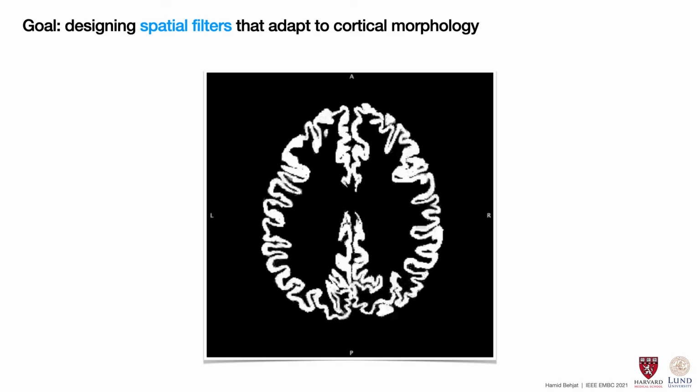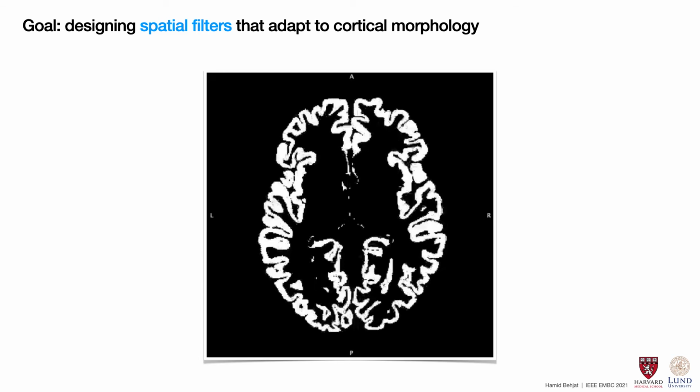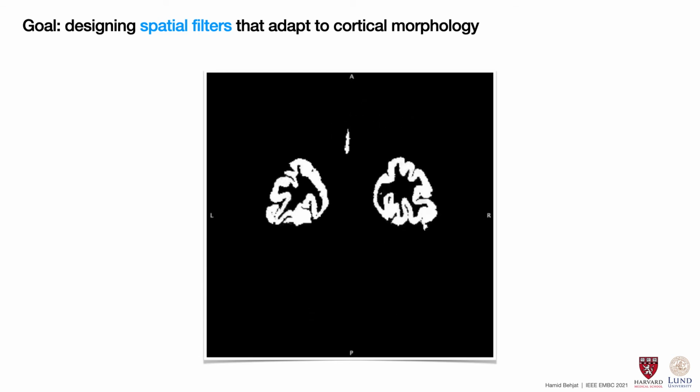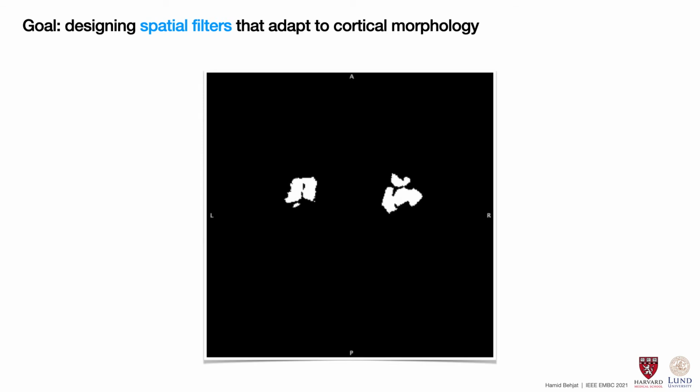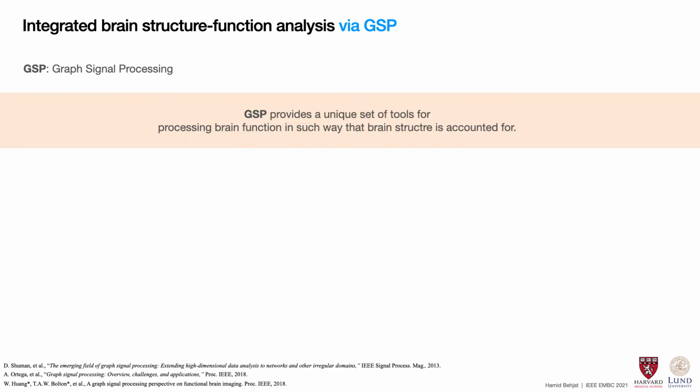As you can see here, for a given individual subject, we have a lot of morphological variability in the cortical structure, and we want to design filters that can account for this variability across the cerebral cortex. To do this, we will be using graph signal processing, which is a recently emerged field that has attracted a lot of attention. It provides a unique set of tools for processing brain functional data in such a way that the brain structure can be accounted for.